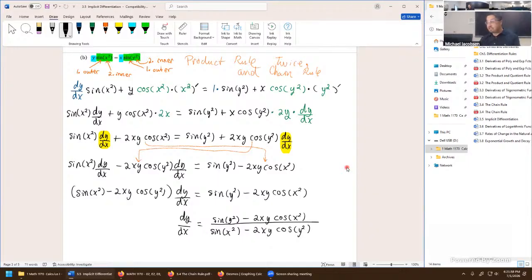But this is our tour for implicit differentiation. We have one more to take a look into before we go to the next section. But any questions or comments to this stage?